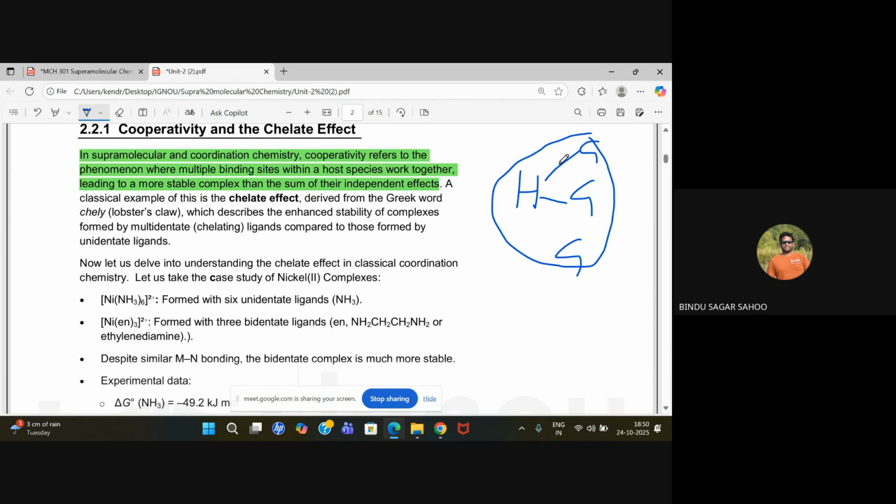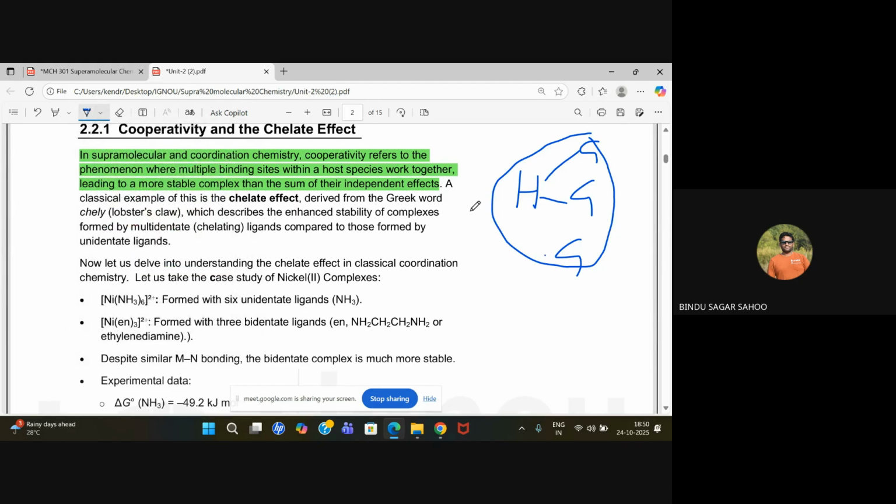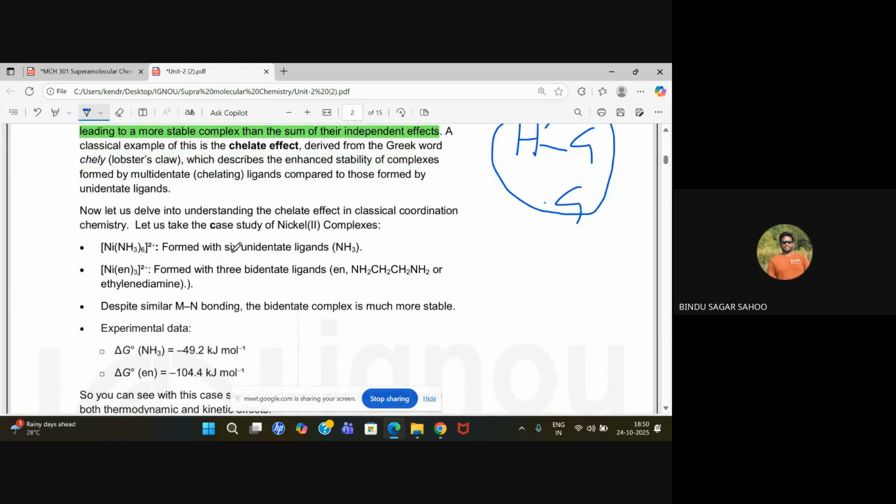So basically, these types of effects arise when a chelate effect is created. Chelate effect means that when the ligands interact with the host, they can form a cyclic ring structure. When they form a cyclic ring structure, the complex gains a little bit of planarity. When it gains planarity, the stability of the complex increases. So in graduation, you know about the chelate effect.